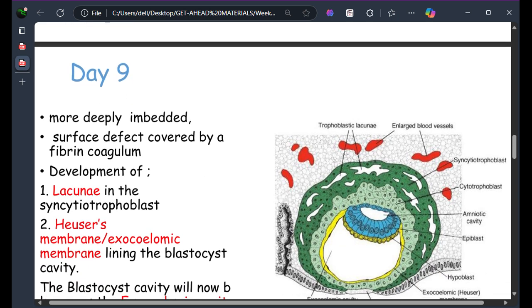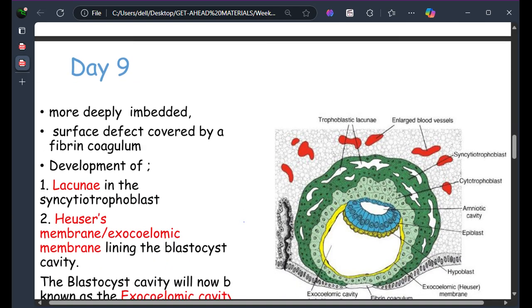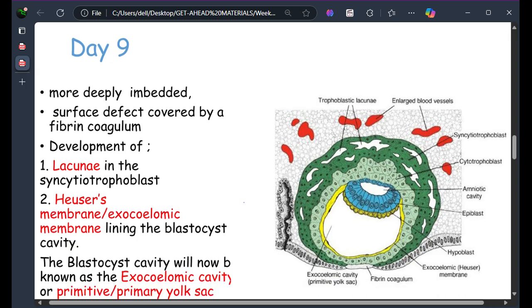So we move on from day 8 to day 9. What is happening on day 9? We have this thing being more deeply embedded in the endometrium. We have a few extra things happening.